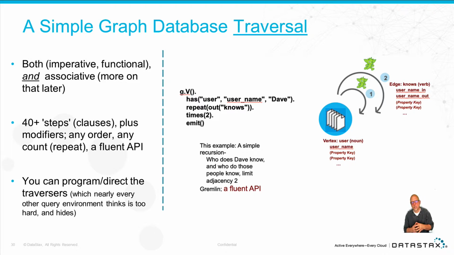And not only that, not only is it an imperative programming language, at the same time, it is an associative programming language. One of the 40 some odd steps within Graph, I guess I'm going to be hand wavy because I don't actually talk about that in this presentation.